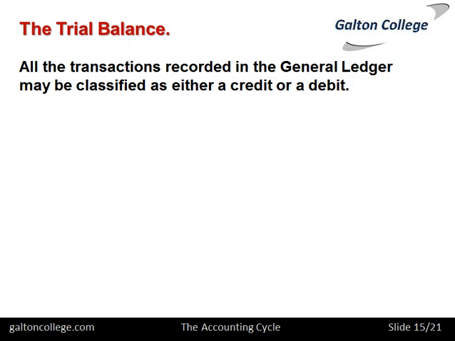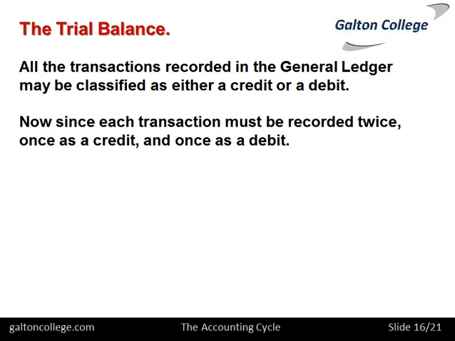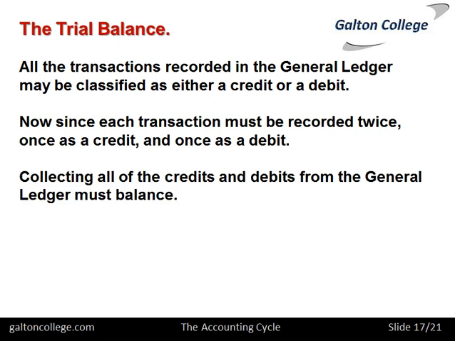Now, this idea of a trial balance. All the transactions recorded in the general ledger may be classified as either a credit or a debit. Now, since each transaction must be recorded twice, once as a credit and once as a debit, therefore, collecting all the credits and the debits from the general ledger must balance. So all of them must balance, and that's called the trial balance.